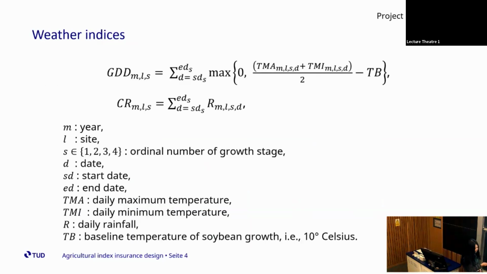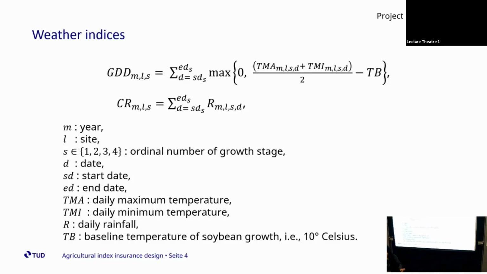Before introducing that, I would like to let you have a feeling for how weather indices are defined. GDD and CR are cumulative measures of temperature and rainfall. We have daily temperature and daily rainfall. We accumulate them together to get these 2 indices for each location, farmland or county.